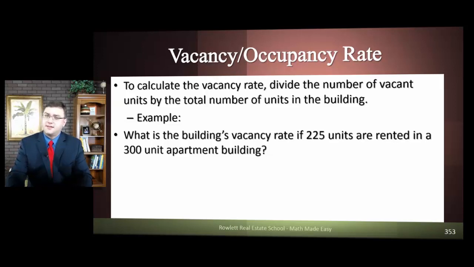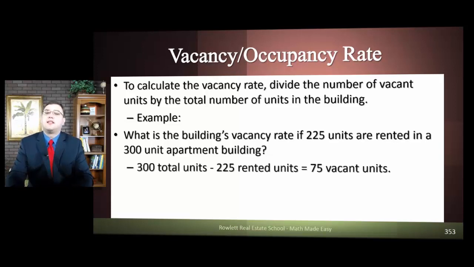This one has a little bit of a trick to it, and it's very common that the state will do this to you. So it didn't tell us how many units were vacant this time, but it did tell us how many units and how many units were rented. So we take our total 300 units, subtract from it 225 units that are rented. That tells us how many are not rented or vacant, which is 75.